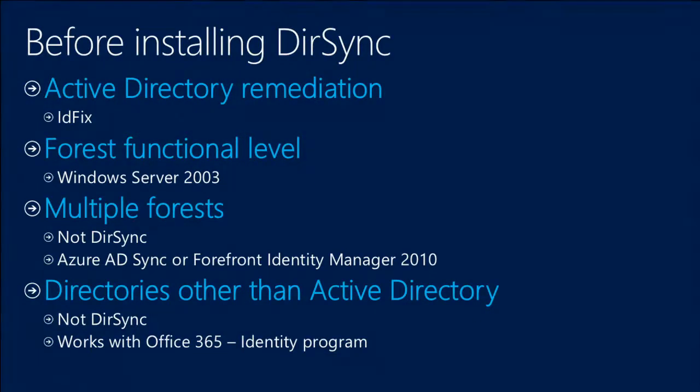Office 365 does require a minimum forest functional level set to Windows Server 2003. This is not necessarily related to the specific version of the servers that you're running, but the schema in Active Directory has to be 2003. Also, and this can be a big thing, if you have multiple forests inside of Active Directory, you've got resource forests and various other things, then DirSync is not the right tool.